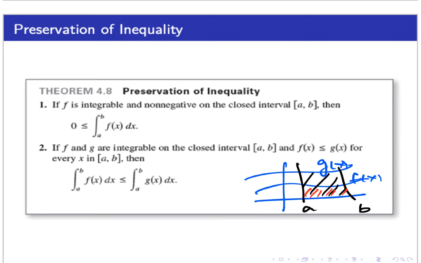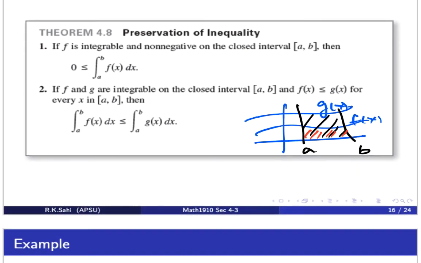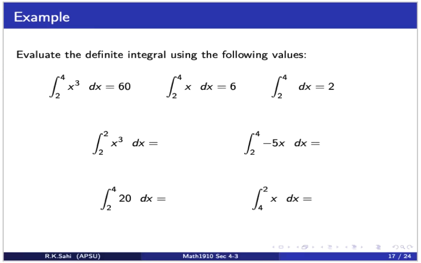Now let's look at some examples which will help in using our properties of integrals. We are given the definite integrals for three different integrable functions, and we would like to apply the properties we just learned. The integral from 2 to 4 of x cubed dx is 60, from 2 to 4 of x dx is 6, and from 2 to 4 of dx is 2. This is what is given to us. We would like to use these three to evaluate these four given integrals.